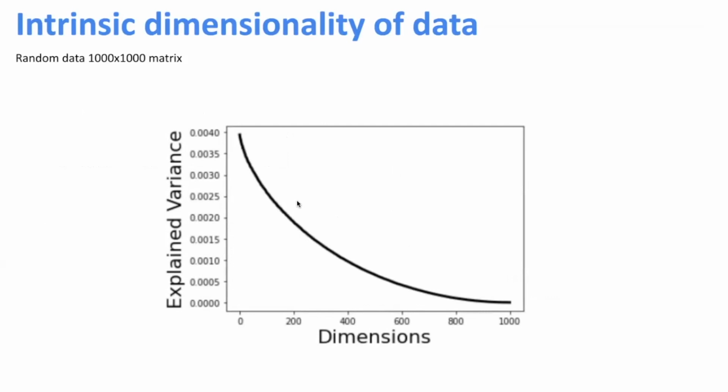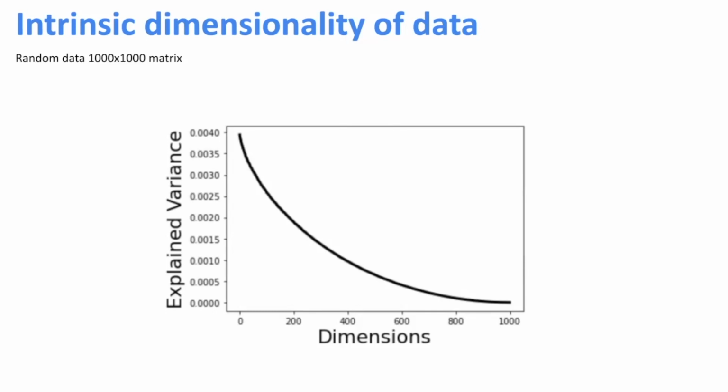So now we're talking really about this. You get a feeling of what the intrinsic dimensionality of data is, right? So imagine you have random data, it's completely random. And we have 1,000 by 1,000 values. So we have 1,000 dimensions and 1,000 data points.